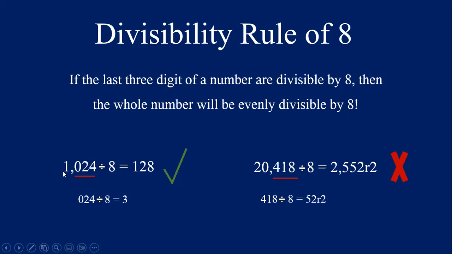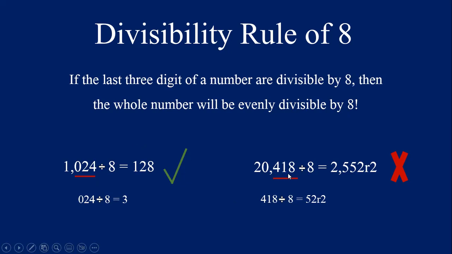If I have the number 1024, I need to look at the last 3 digits. There's a 0, a 2, and a 4 here. Well, I know 024 is just the number 24. Is 24 evenly divisible by 8? Yes, it is, right? 8, 16, 24, it's a multiple of 8. And so if these 3 numbers are evenly divisible by 8, then this whole number is also evenly divisible by 8. 1024 divided by 8 equals 128. There's no remainder.